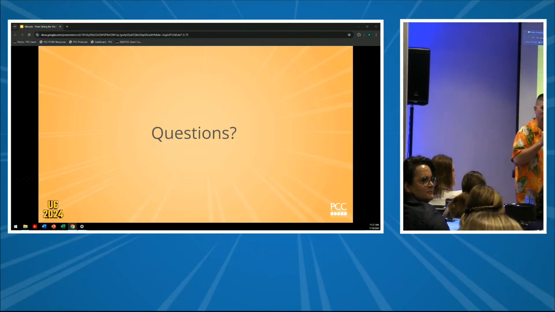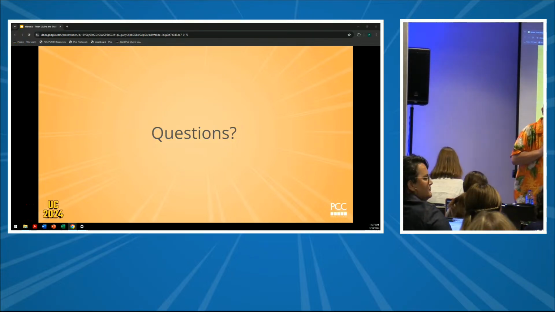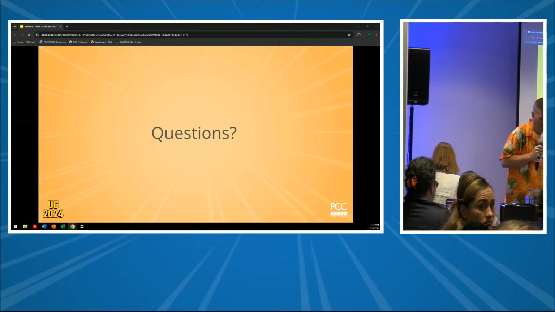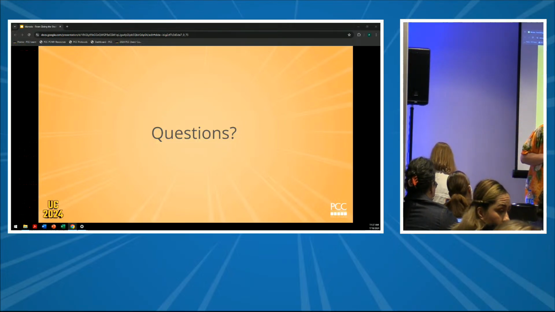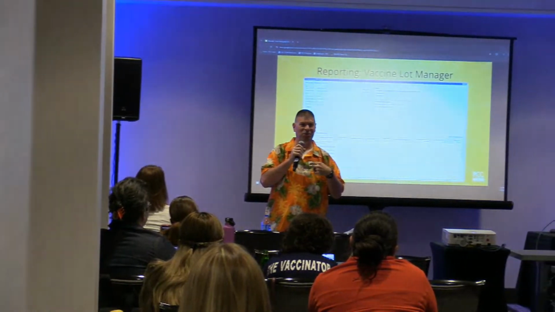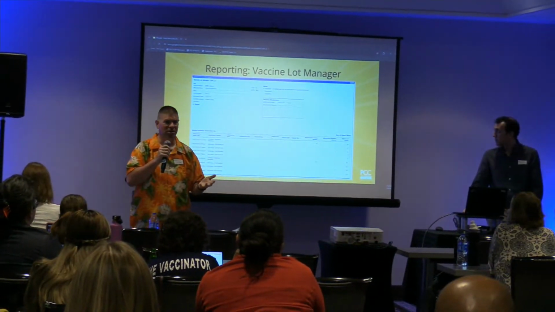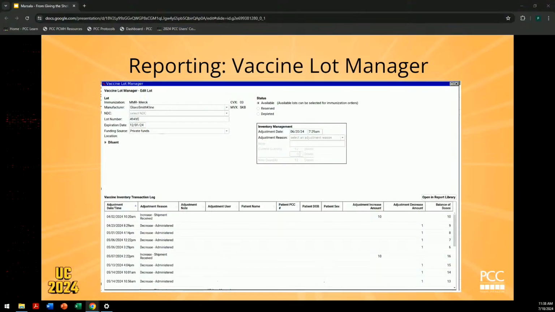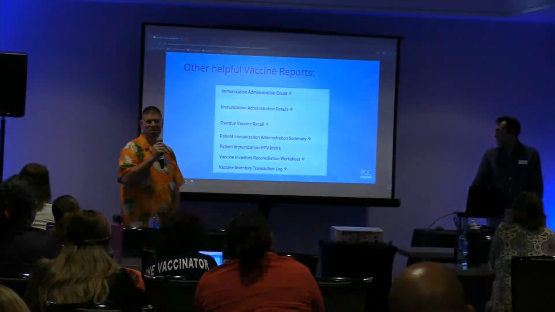Go ahead, Jolie, you got one in the background? Yeah, on the vaccine report slide, it included a report for patient HPV IMS. Is that something that is new? I do not see that option. That was the customized version, right? That's Jim's customized version. So if you want it, just reach out to support and tell them to get a hold of me, and I can help you set that up. I do have a play database of my own.